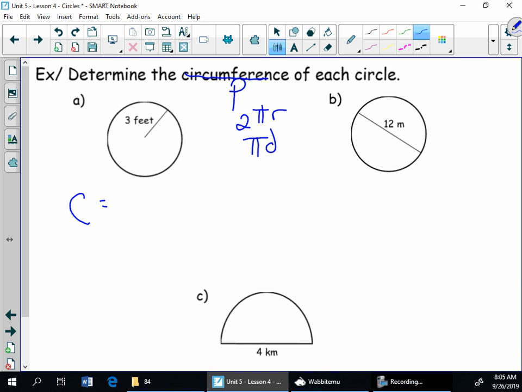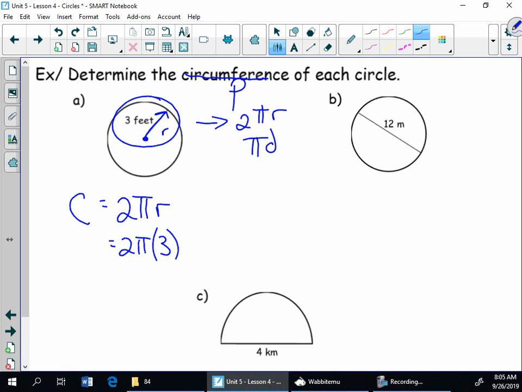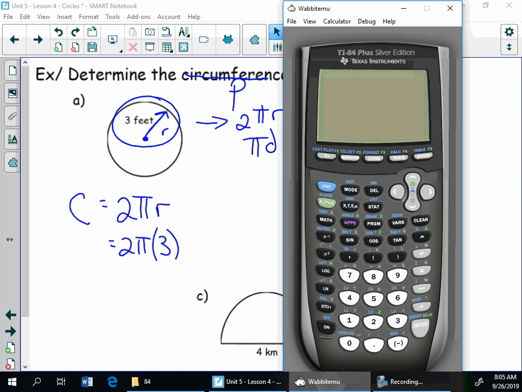So looking at our diagram, I have to look at this measurement right here. I notice it goes from the center outwards. That makes it a radius. It makes sense to use this formula. So 2 pi r. But what is r? It is 3 feet. So because it's all stuck together, it means it's multiplying. I'm going to multiply this all together. Let's take out our calculator for a second here. Turn it on. Okay, so I'm going to do 2 times.